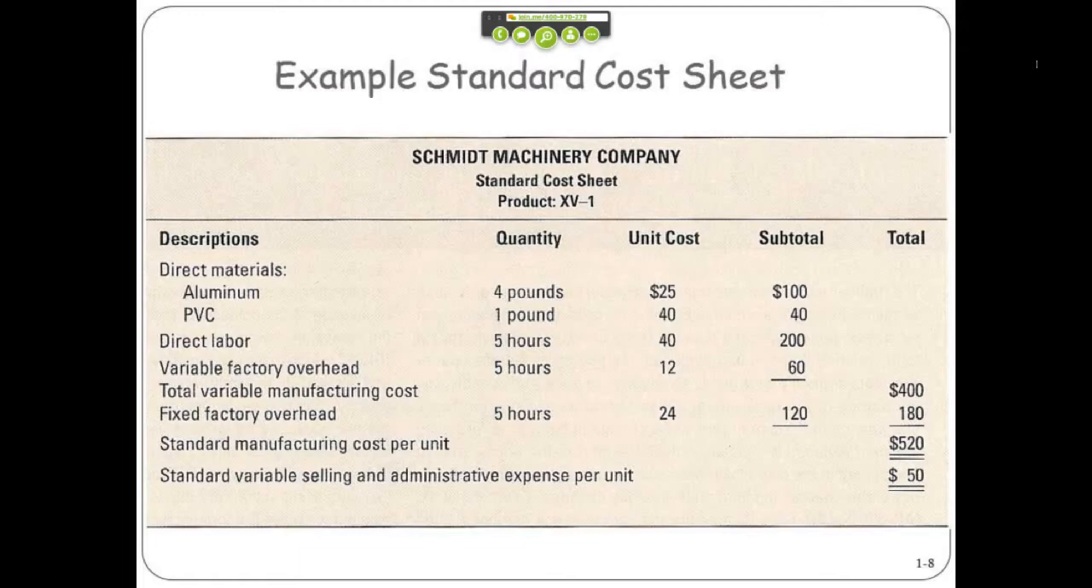this is a typo here. That should be 120, not 180, because 400 plus 180 does not equal 520. So that's just a typo. Okay, so this is just standards, not budgets or anything else. It's what you expect it to take to produce 1 unit of XV1.